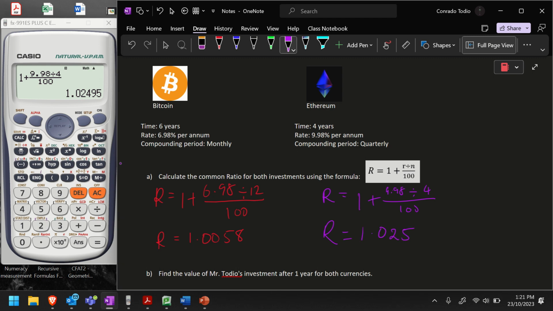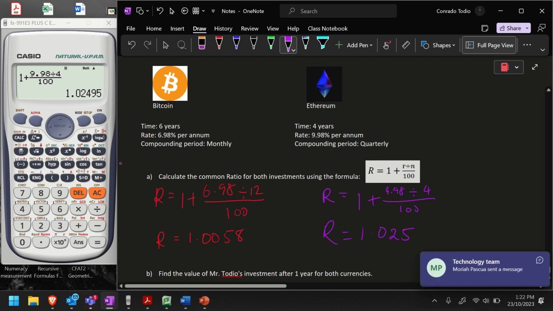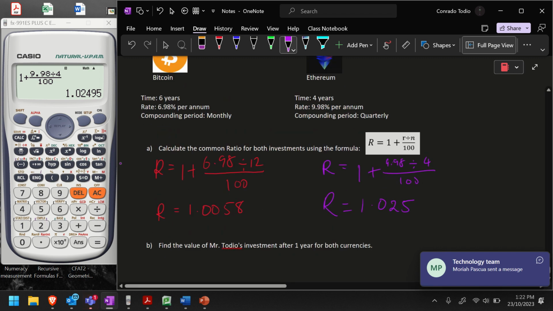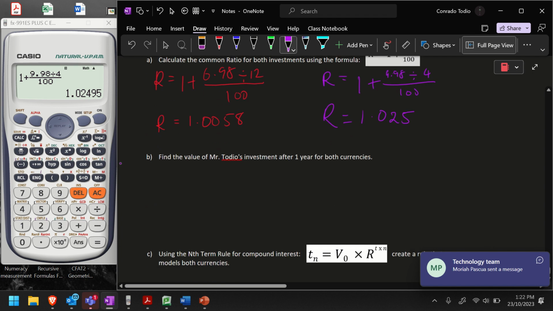1.025. Okay. Now, here's a question, guys. If I was to ask you, out of these two investments, which one do you think you'll make more money out of? Ethereum or Bitcoin? You reckon Bitcoin? Why Bitcoin? It's compounding monthly. You're compounding more often. But if you look at Ethereum, we've got a pretty good rate. That's only quarterly. So what we'll see is which one is actually better.